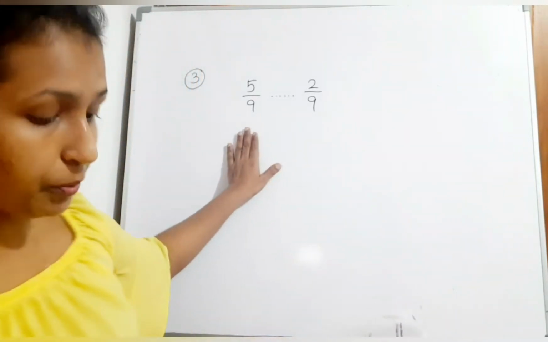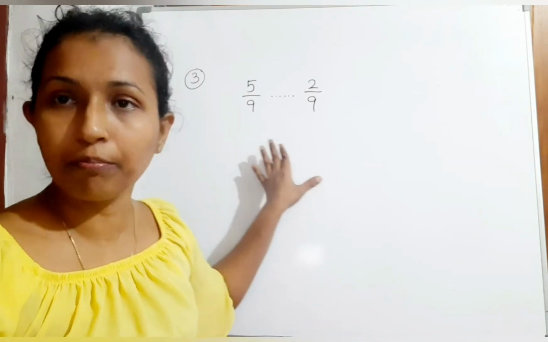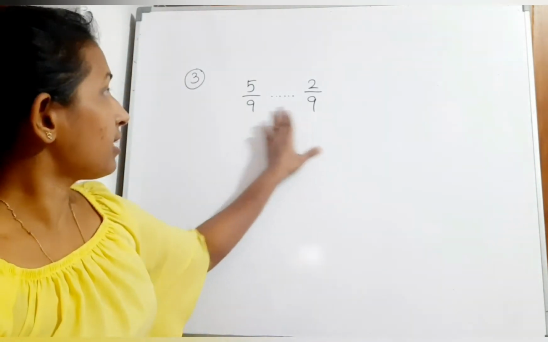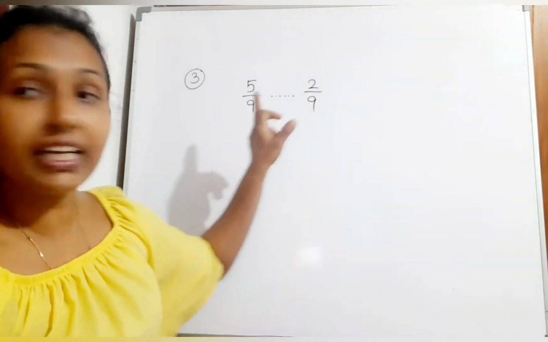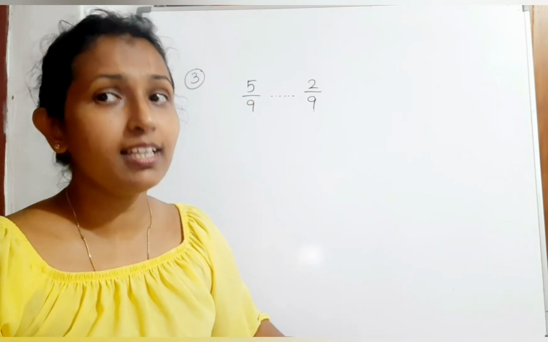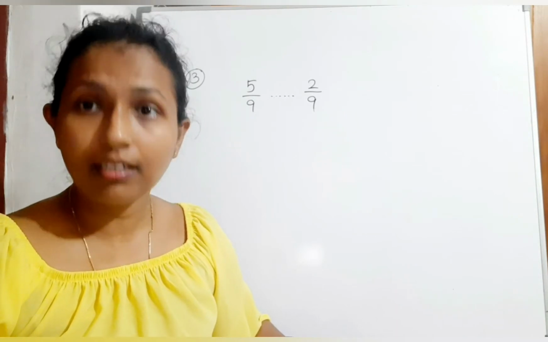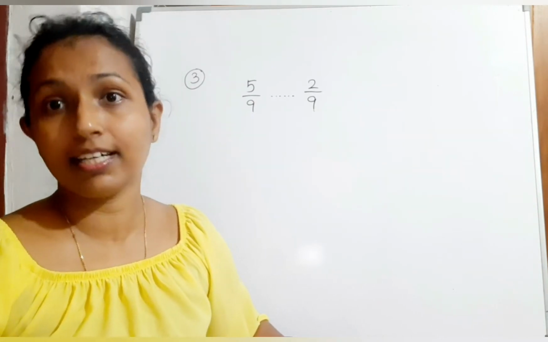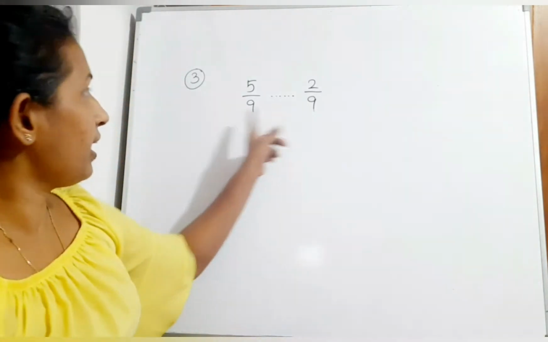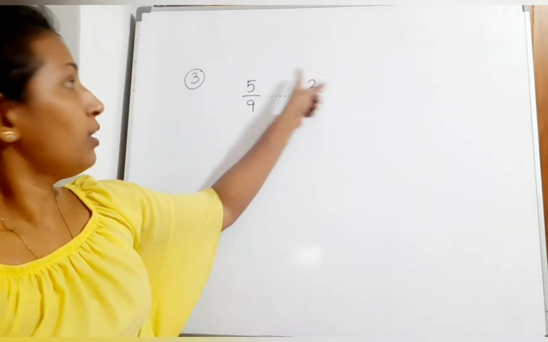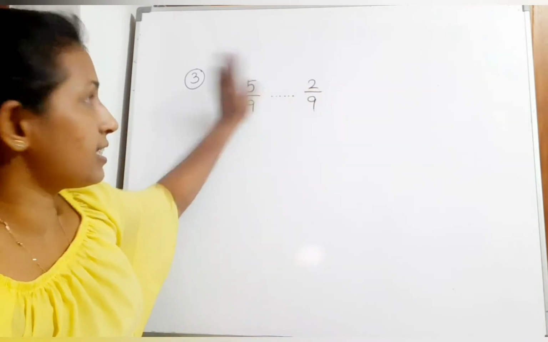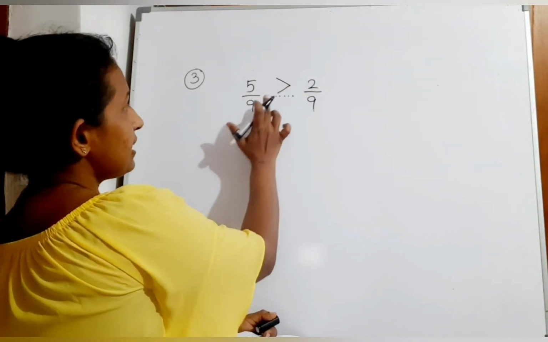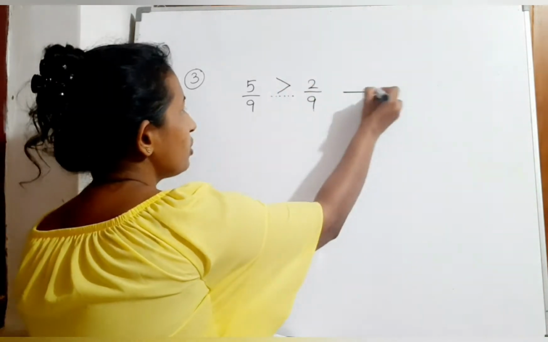Now, the third question. Here you have to fill in the blanks with the appropriate symbol: less than, greater than, or equal mark. Here, comparison of fractions. You can see the denominators are the same. If the denominators are the same, what is the largest fraction? The largest fraction is the fraction having the largest numerator. So here we can compare 5 and 2. You can see 5 is greater than 2, so this fraction is the greatest out of the given fractions. So we have to use this symbol: 5 over 9 is greater than 2 over 9. For that you will be given 2 marks.